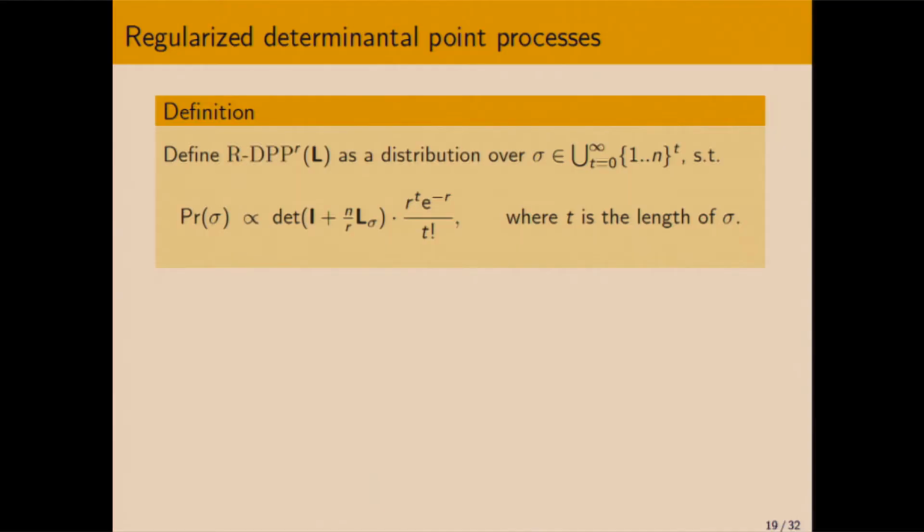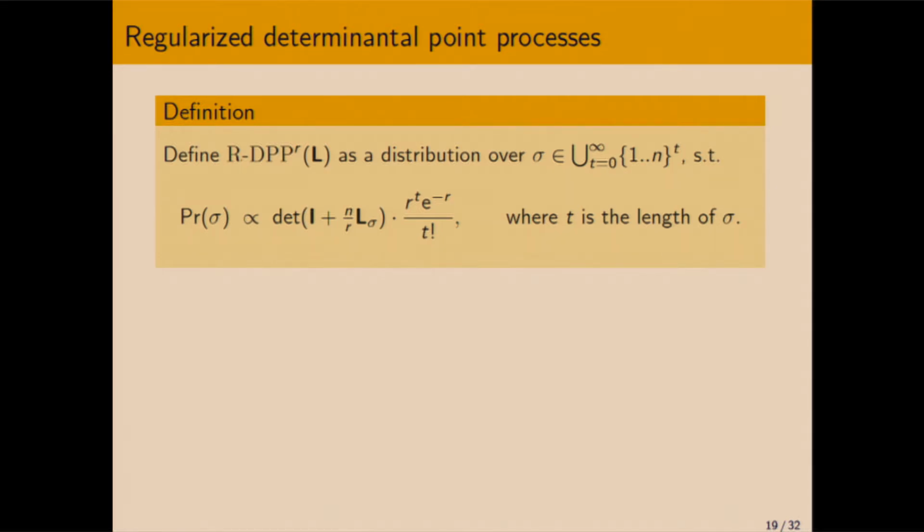All right, so the actual distortion-free distribution we're going to use is this kind of more complicated thing called a regularized determinantal point process. So I really don't have time to cover this in detail. Essentially, instead of using determinants of the submatrix, we introduce this identity as a regularization.